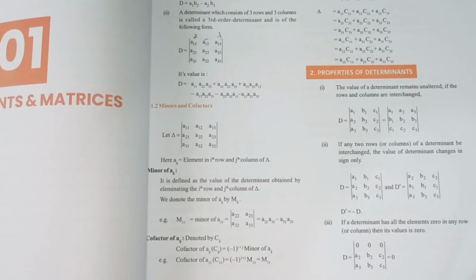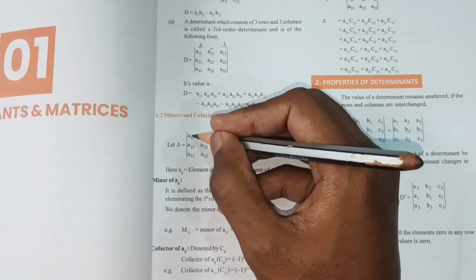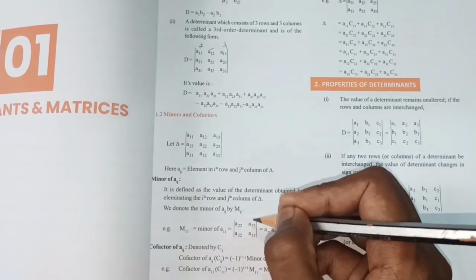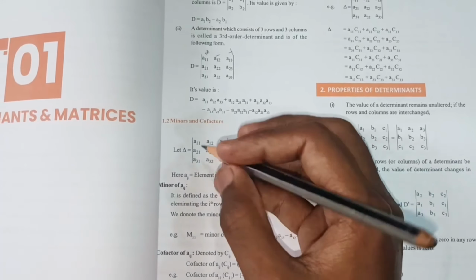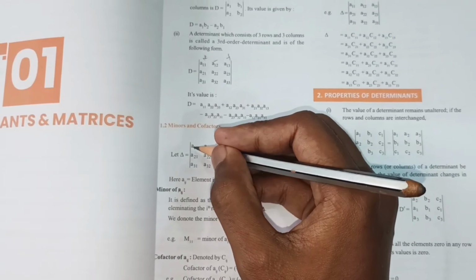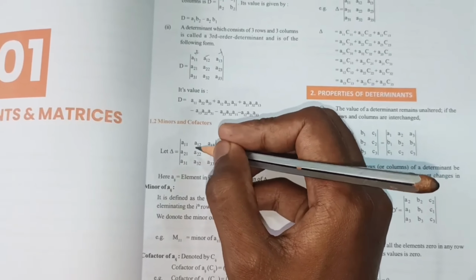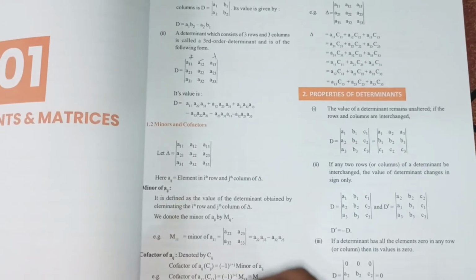So what is the minor here? You should eliminate this row and this column, and the remaining will be the cofactor, and its value will be the minor. Eliminate the first row and first column, and you get a determinant, and that determinant is the minor of the given aij.